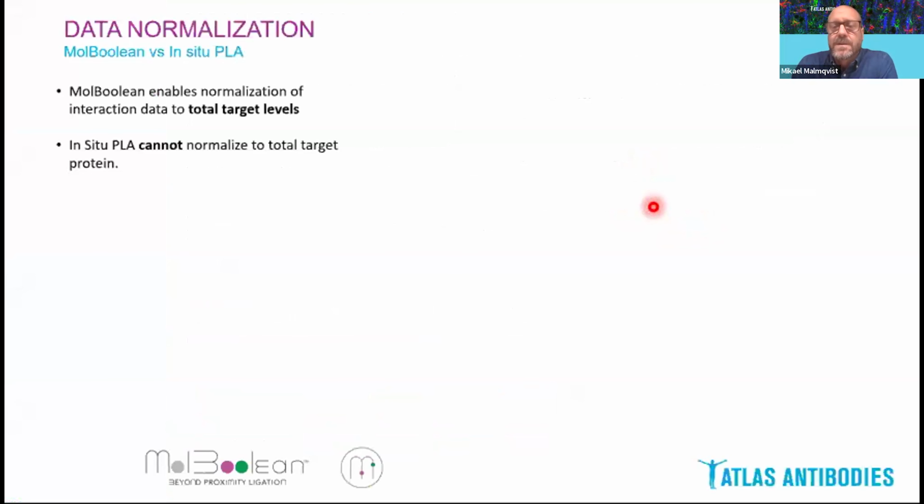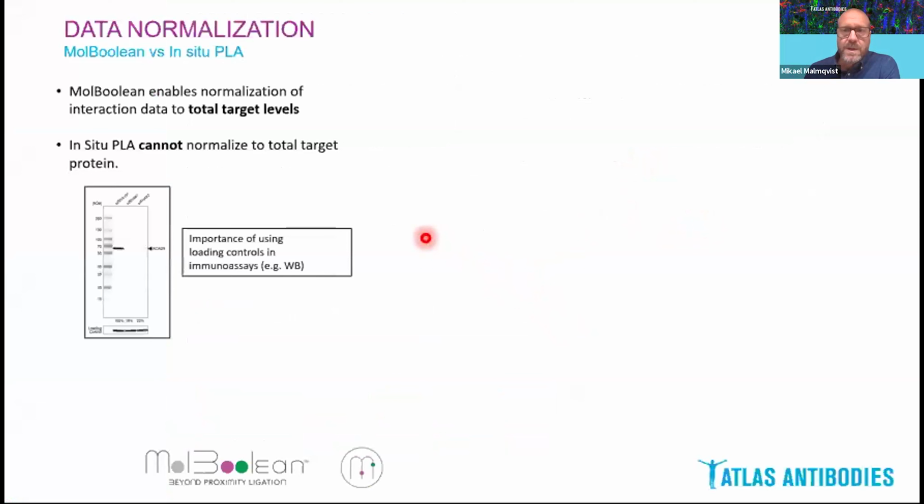to highlight and show you an example that illustrates the ability of MolBoolean to normalize the interaction data to total target protein levels, something that's difficult to do if you're performing, for example, in situ proximity ligation assay. We know the importance of using loading controls when performing any form of quantitative immunoassays. For example, we always use a loading control when we compare protein levels between two conditions in Western blot analysis. And this is, of course, also important for in situ protein proximity studies.